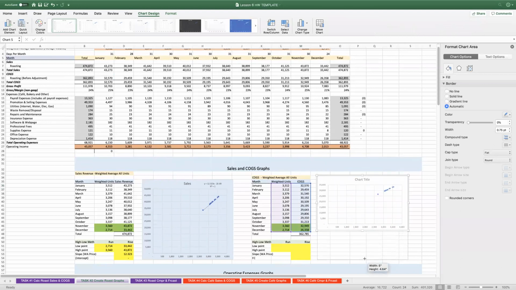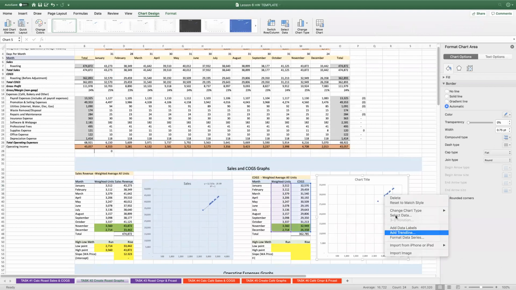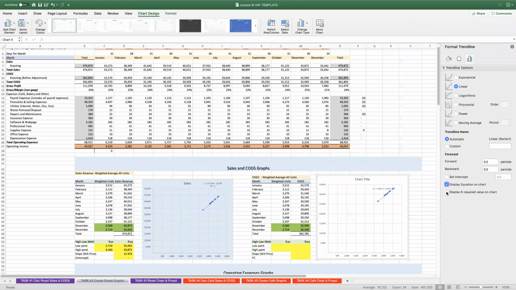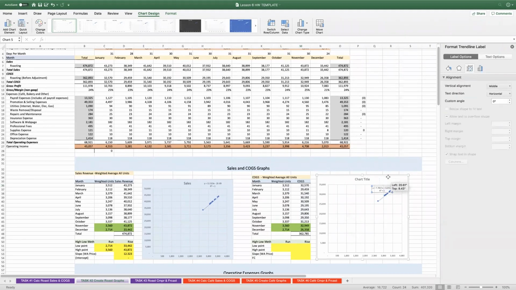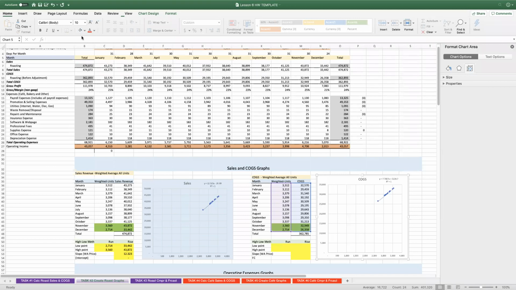Resize if you want to. You do not have to. And click on one dot, add trend line, click display equation. Okay, so here we go. Let's rename it, color it up a little bit so it looks a little more interesting. You can pick whatever color you like.